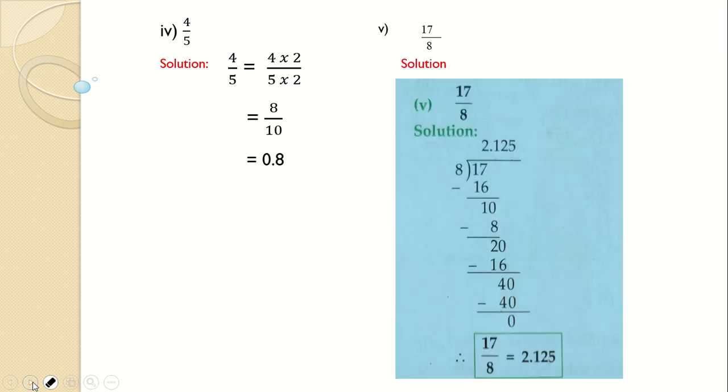This also I have shown here. The answer is 2.125 and it is terminating. It stops there. Okay. Now, write the following rational numbers in p by q form.